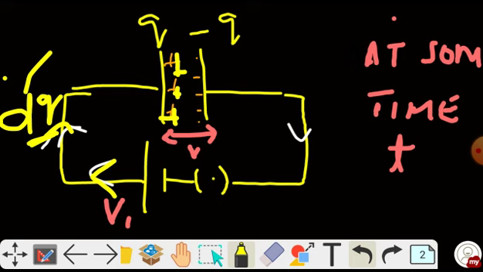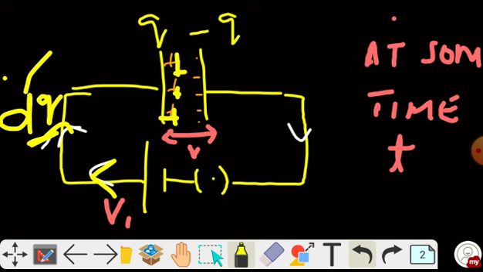Why is there a storage of energy in the capacitor? It is clear now, because with time the capacitor will oppose the charging process, due to which the battery will have to do some work to charge the capacitor, and this work done by the battery will be stored as the potential energy of the capacitor. Clear? So this is the whole charging process.